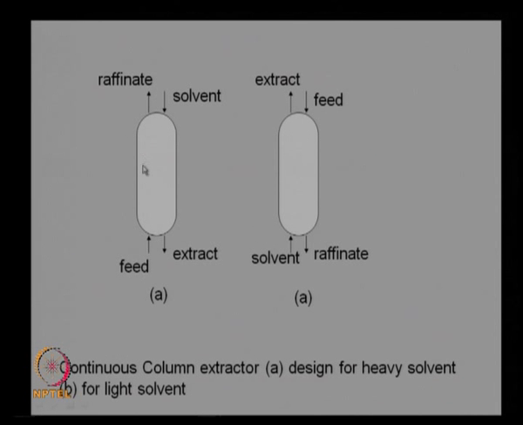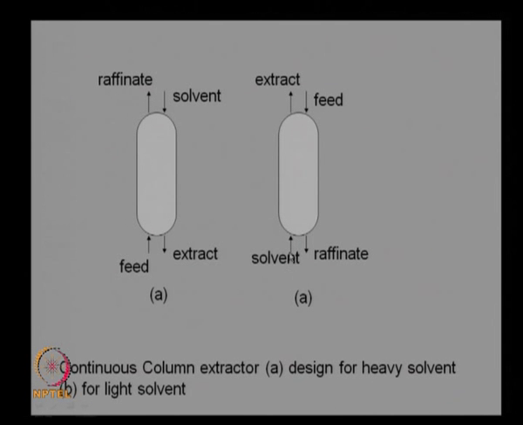You can have something called the counter current type of situation, where the solvent flows in one direction, your feed flows in another direction. If your solvent is heavy, then you add the solvent from the top, and it comes down, it picks up your solute, it extracts your solute, so it comes out as an extract, and your feed travels upward and comes out as a raffinate. The feed will have less of your solute.